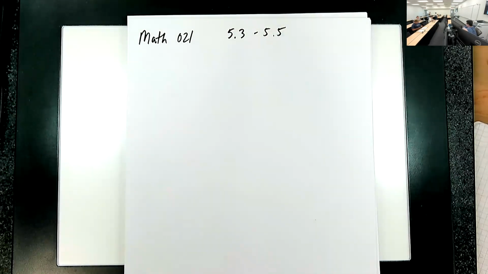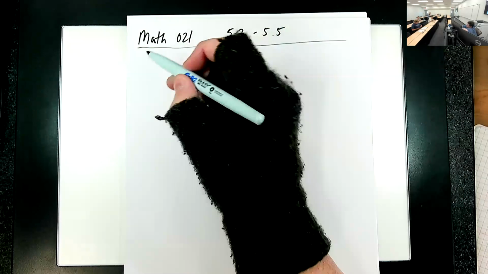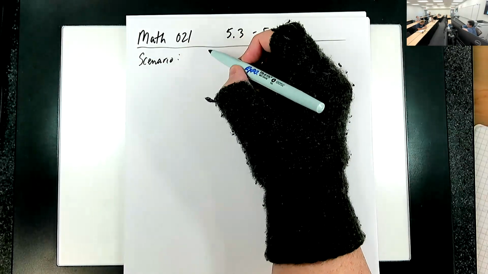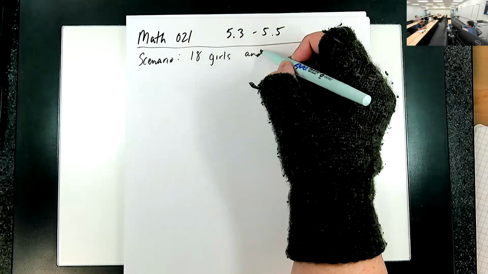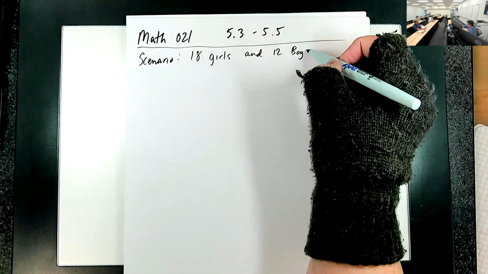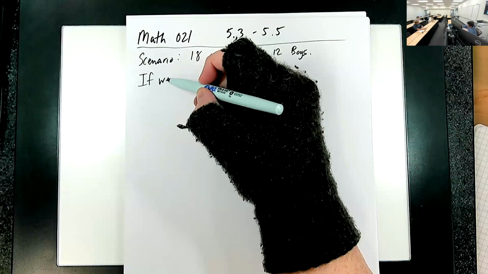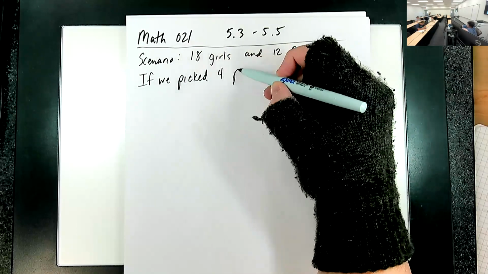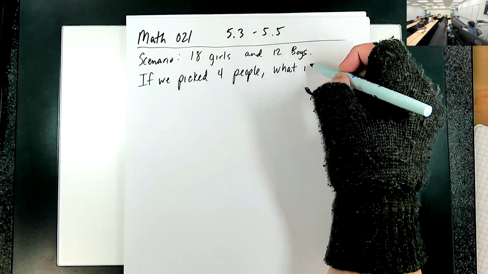We're doing 5.3 through 5.5 today. And I want to rewrite where we left off. We had a scenario where there were 18 girls and 12 boys. And if we picked 4 children or people, what is the probability that at least one is a girl?